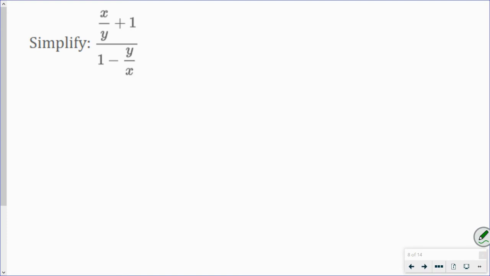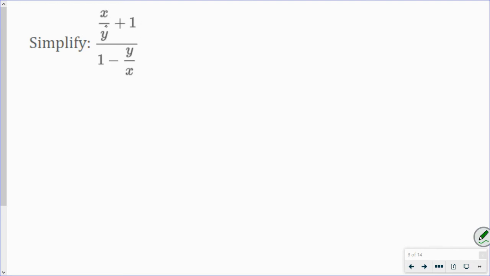If you didn't get to all the problems on the first day, that's fine. Remember, the due date is the day of the test. So now we're going to look at some complex fractions. Complex fractions are fractions within other fractions. And they're pretty easy to work with if you know how to work with fractions. Our goal here is to work with the smaller fractions first and then end up with one fraction.